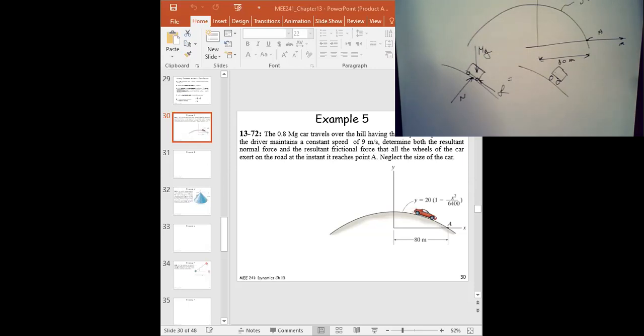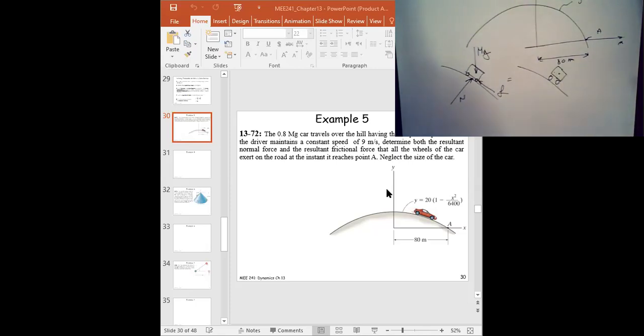MA in the direction of the friction. Do I have acceleration in the direction of friction? If you read the problem statement, it's moving at a constant velocity. Then I don't have any acceleration along the movement. It's zero.